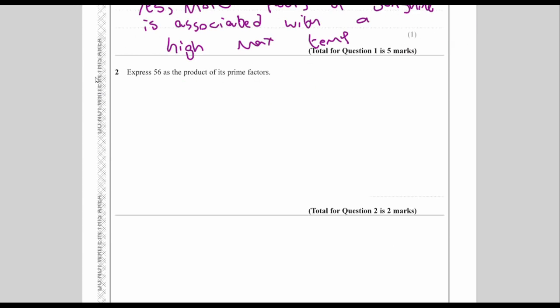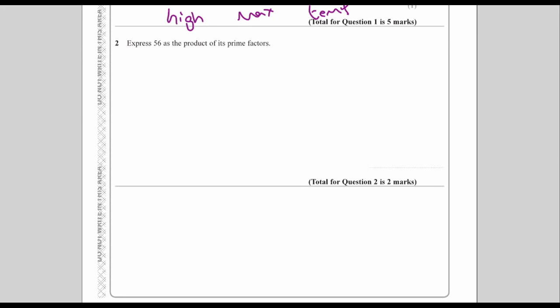Question 2. Express 56 as a product of its prime factors. Right. We don't want to get too technical, but any number that you can think of, you can split it up into prime numbers multiplied together. And there's only one way to do that.